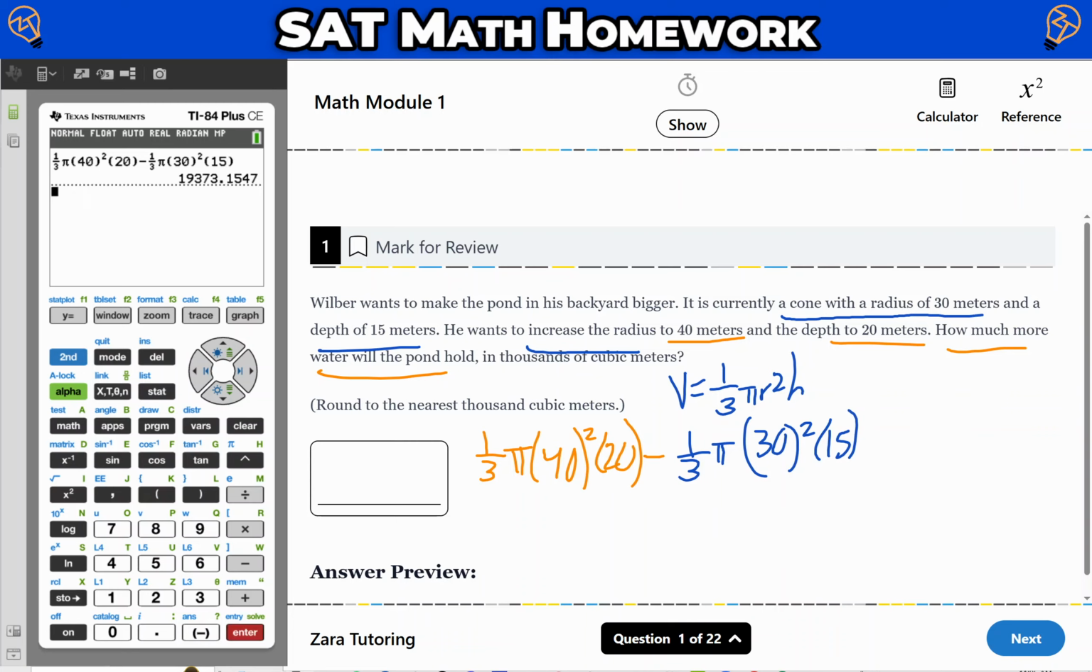And then notice we get 19,373. Well, they want us to find the amount in thousands of cubic meters. So let's go to the thousands place, which is the 9. The number to the right of it, because it's either a 0, 1, 2, 3, or 4, says stay. If it was a 5, 6, 7, 8, or 9, we would have rounded up. So it's going to stay at 19,000, making the correct answer 19.